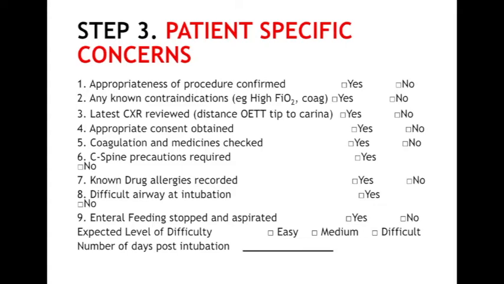Consent should be obtained, ideally with involvement of the relatives by telephone. The team should be updated of any coagulation issues and current medications, together with drug allergies. Although these are not trauma patients, there may be pre-existing conditions such as rheumatoid arthritis that may preclude significant cervical spine extension. These should be noted, together with any other contributions for a difficult airway. Enteral feeding should have been stopped at an appropriate time and the nasogastric tube aspirated.